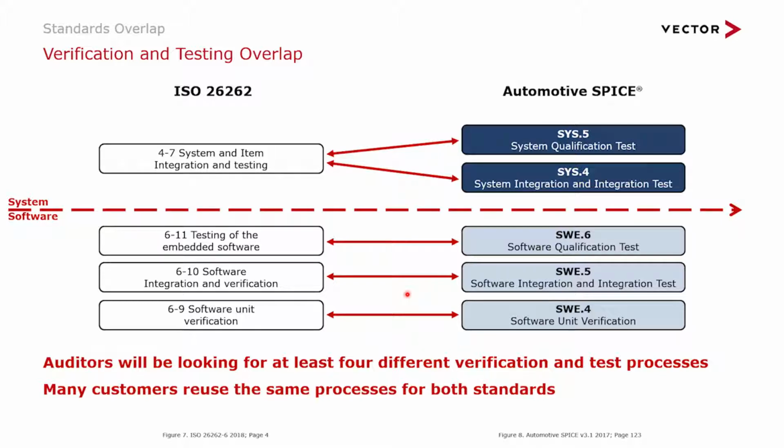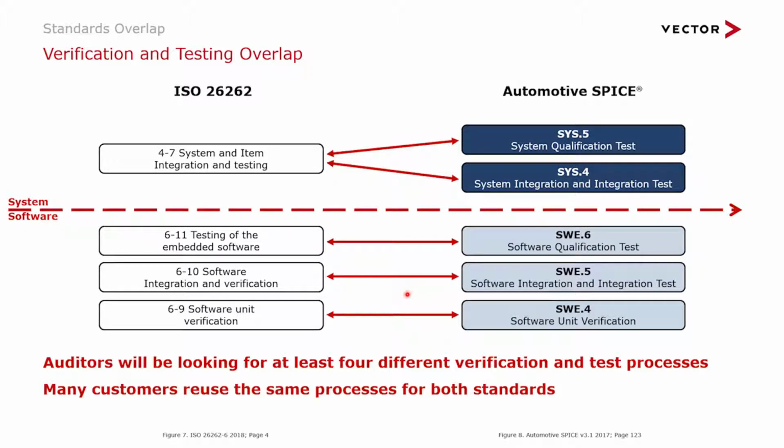He's going to be looking for some kind of software unit test or unit verification activity. In this case, both standards use the exact same nomenclature. And then on top of that, we have some software integration activities or a software integration test process. On top of that, the 26262 calls it testing of the embedded software, whereas the automotive SPICE calls it software qualification test, but you're still doing the same basic activities.